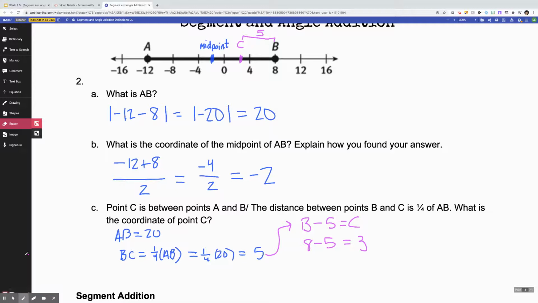All right, you all. So I went ahead and worked these 3 parts of this question out, and I'm just going to talk you through them really quickly.